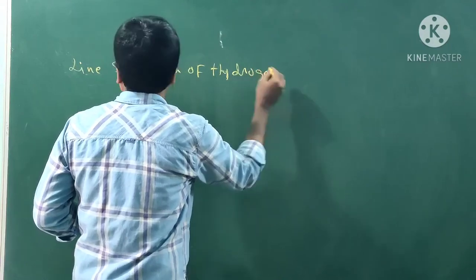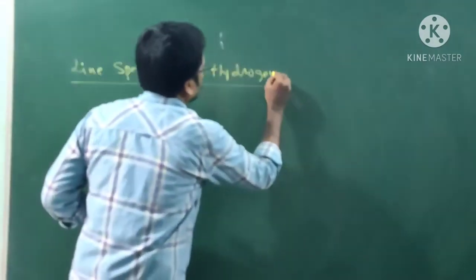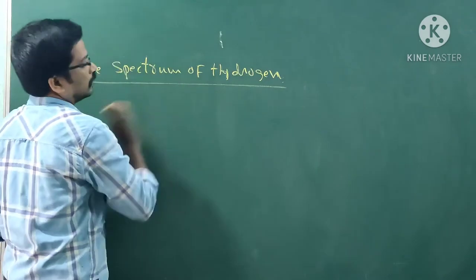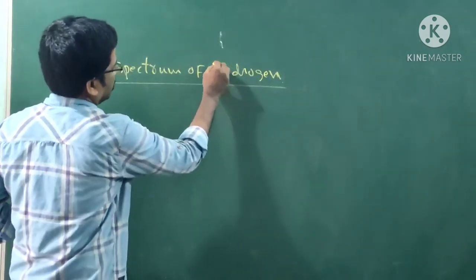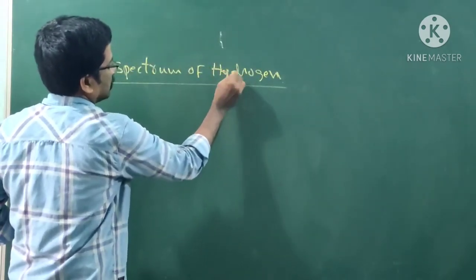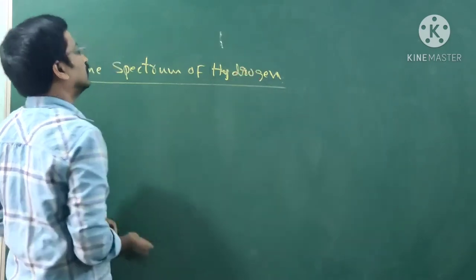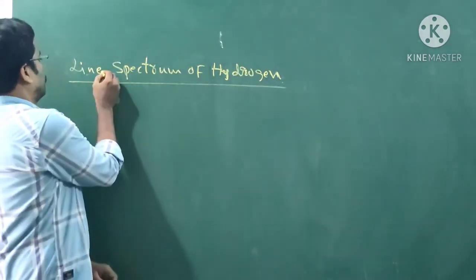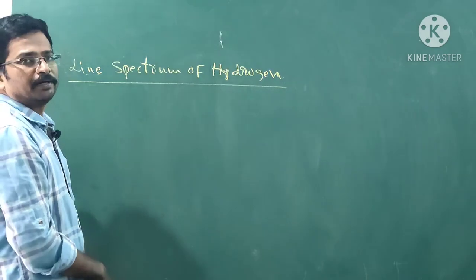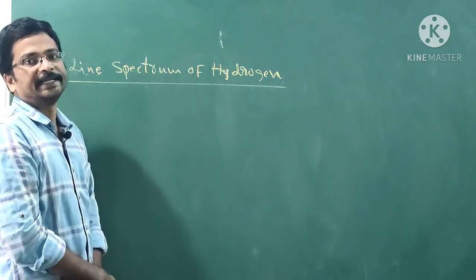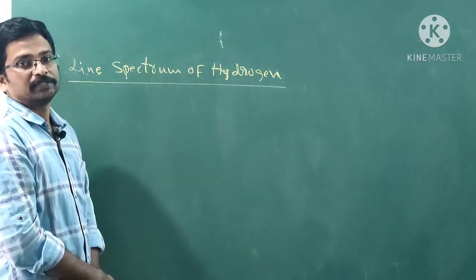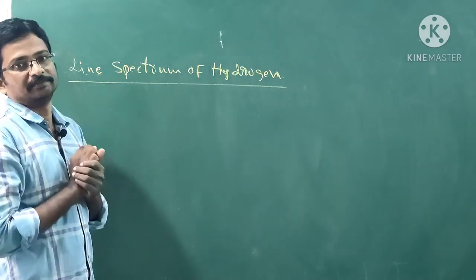Line spectrum of hydrogen. Okay, line spectrum of hydrogen. Balmer is the first scientist. He did the experiment by using hydrogen gaseous atoms.